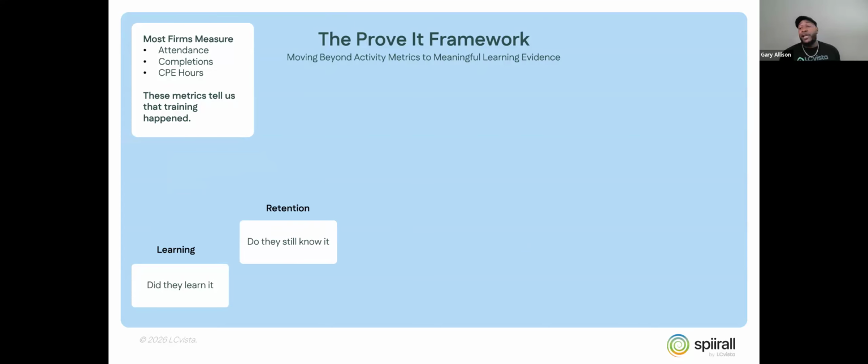Next step in the framework is retention. Do they still know it? We're looking for evidence that knowledge persists.